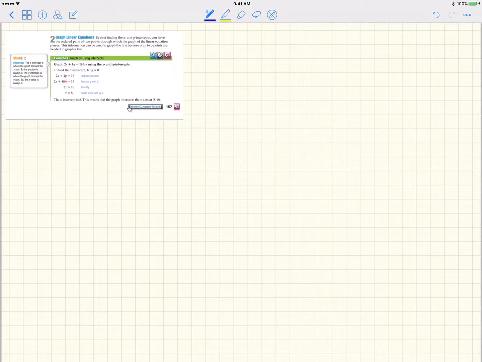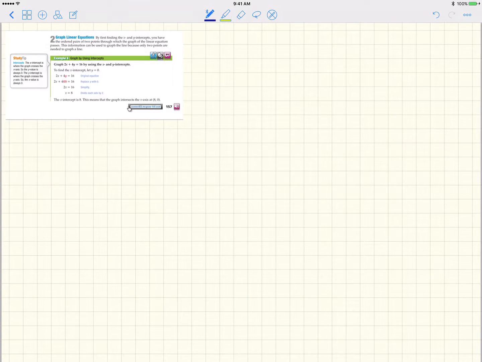All right, guys, so here we go. We're at the bottom of page 157, and we're looking at example 4, and it says graph a linear equation by first finding the x and the y-intercepts. You have the ordered pairs of 2 points through which the graph of the linear equation passes.